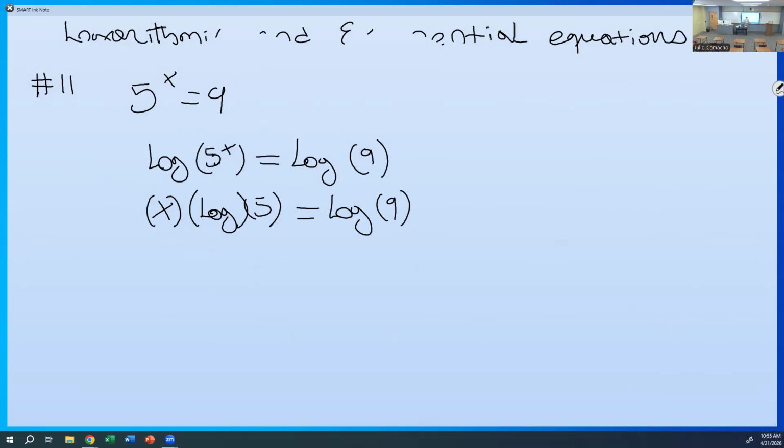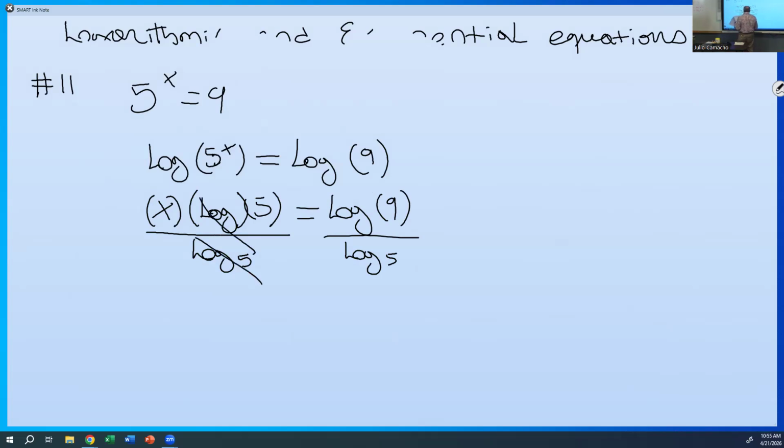Because now I need to solve for x. To solve for x, I will divide both sides by the log of 5. I will divide this by the log of 5, and I will divide the other side by the log of 5. And when I do that, these two cancel. Now I have that x is equal to the log of 9 divided by the log of 5.